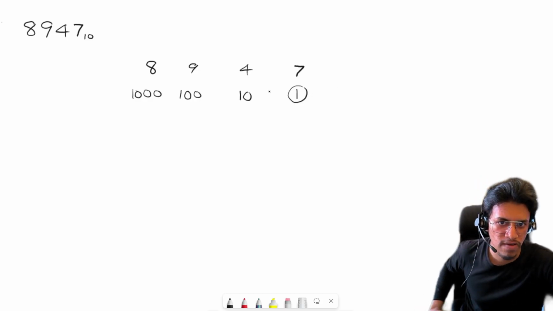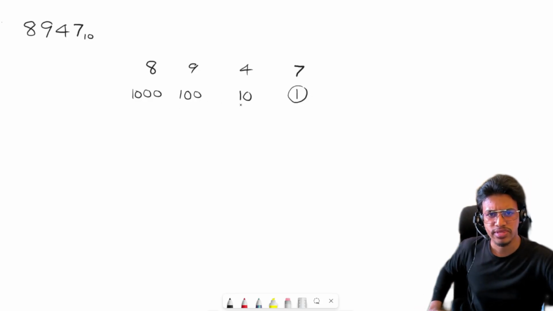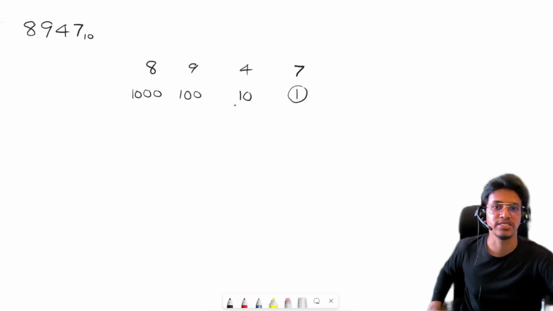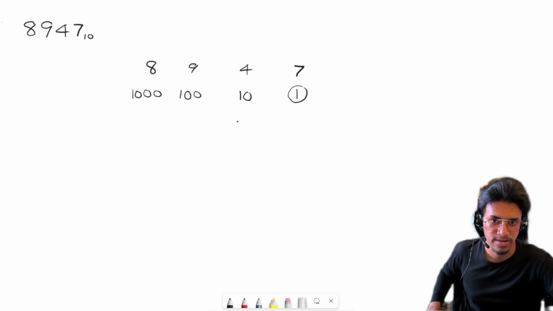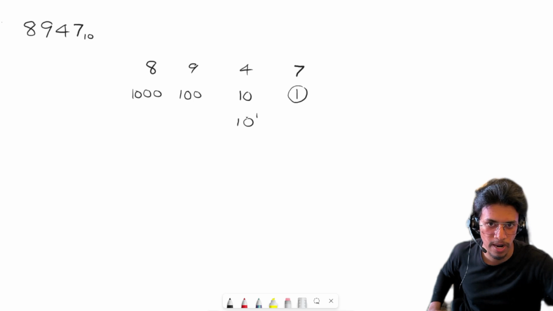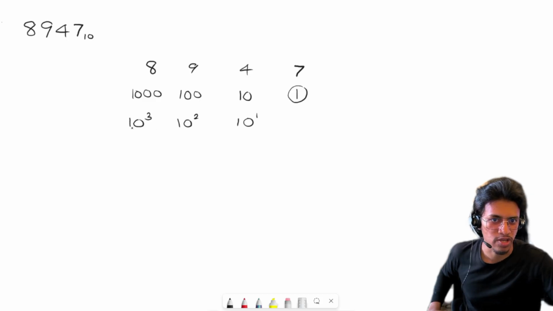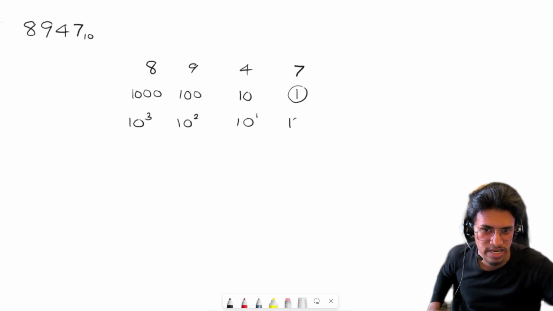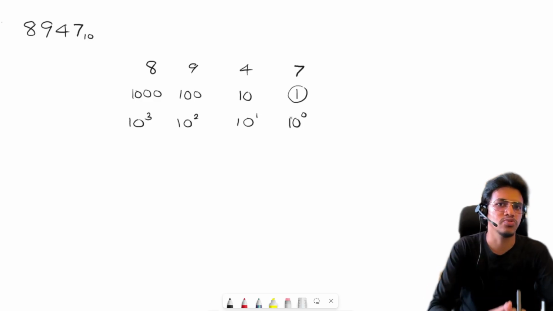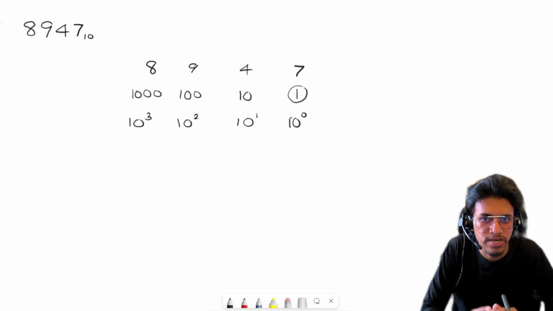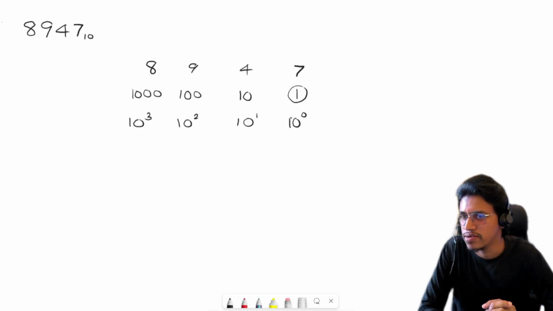And also if we look at it, since this is a denary number, we get 10 to the power 1, 10 to the power 2, and 10 to the power 3, right? And this one is actually 10 to the power 0. In maths, we learn that anything to the power 0 is 1, right?